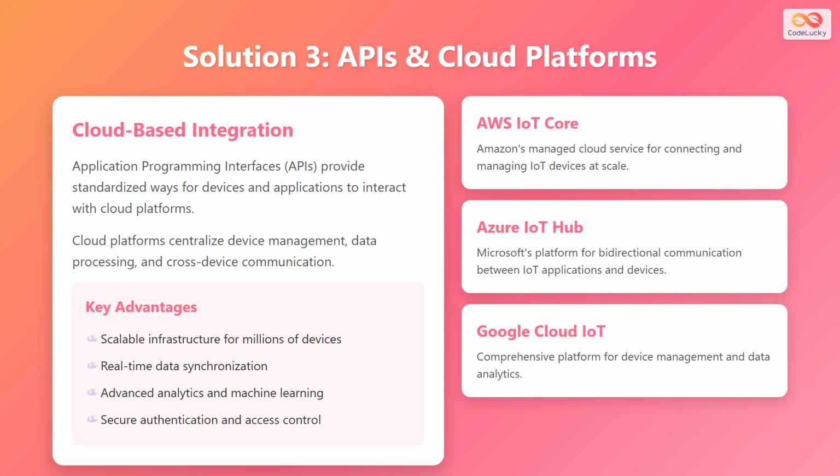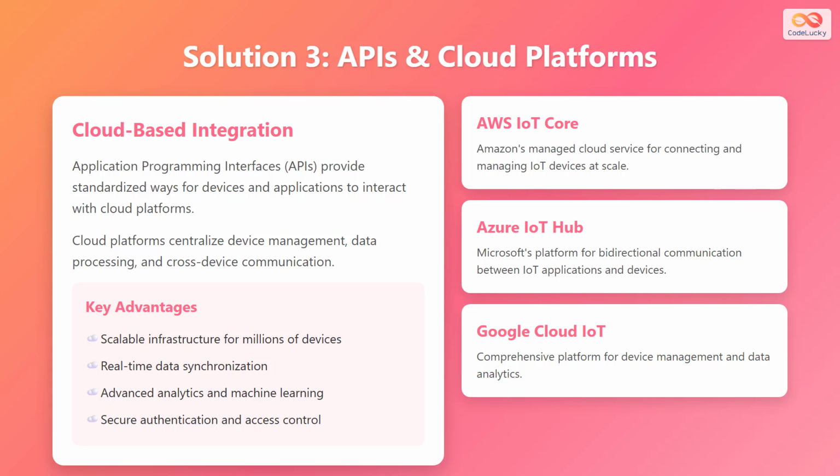The key advantages are significant. First, scalable infrastructure. Cloud platforms can handle millions of devices without breaking a sweat. As your Internet of Things deployment grows, the cloud infrastructure grows with it automatically. Second, real-time data synchronization. When all your devices connect to the cloud, changes in one device can instantly trigger actions in other devices, regardless of their physical location.